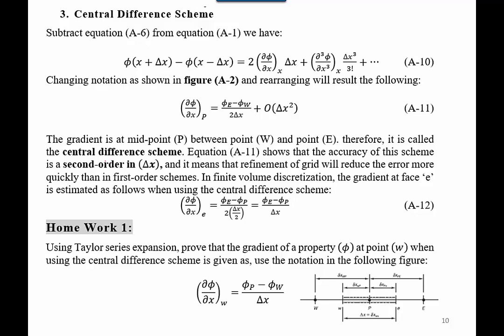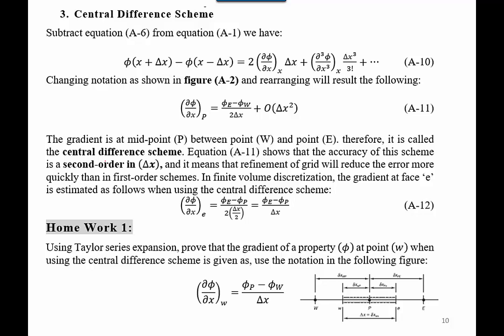So equation A11 shows that the accuracy of this scheme is second order in delta x, and it means that refinement of the grid will reduce the error more quickly and rapidly than in the first order schemes.